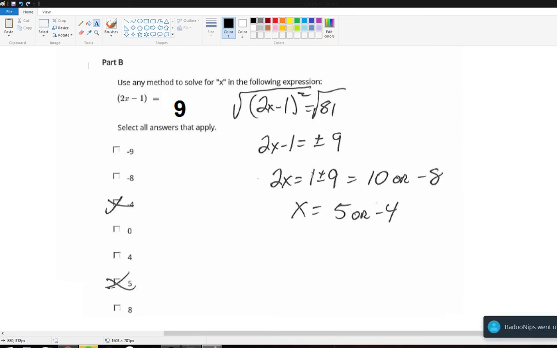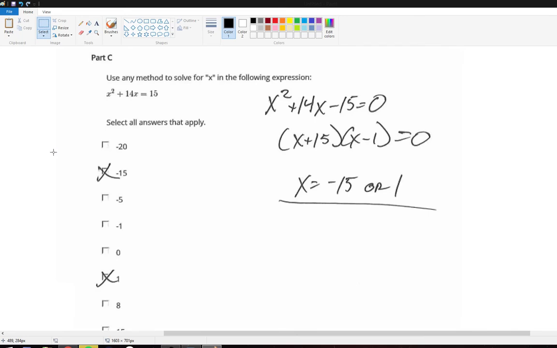So, wait, no. I take that back. Delete that part. Okay, pretty much you just pop it on over here, and 2x is equal to 1 plus or minus 9, meaning it's either equal to -8 or 10. Divide that by 2, and that's how you get your answers, boys. That simple.